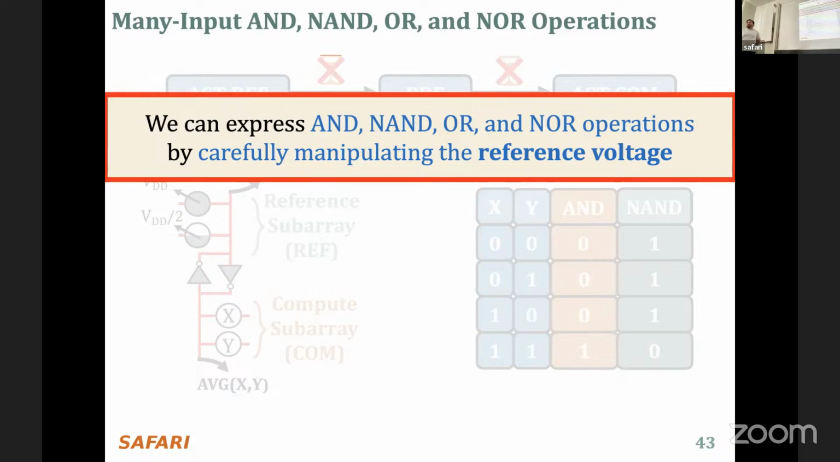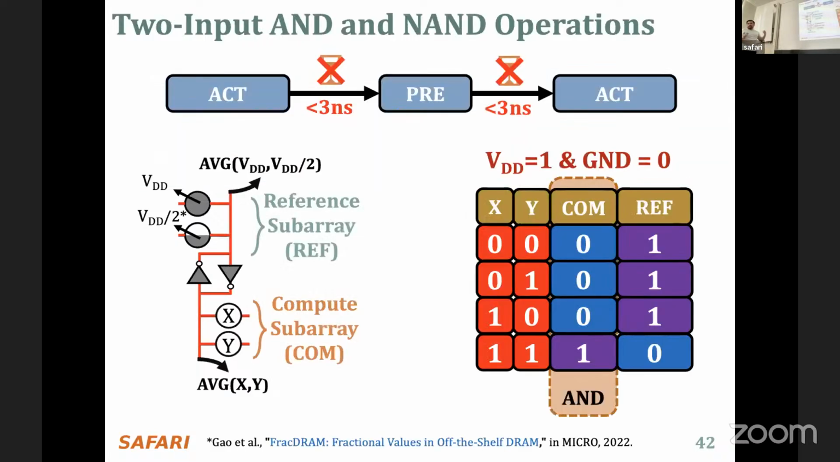Okay. Maybe I can give you further information over there. When you sum this reference subarray's cell voltages up, it's 1.5 VDD, right? It's lower than 2 VDD. That's why we can perform AND. Because if we have 2 VDD, meaning that all of them are 1, we should have the output of 1. That's why we choose the reference subarray as VDD and VDD over 2.